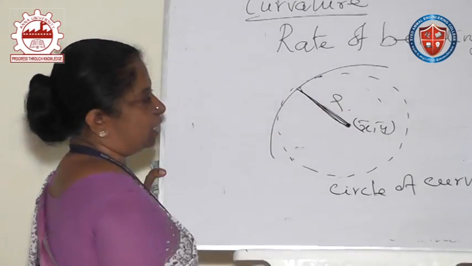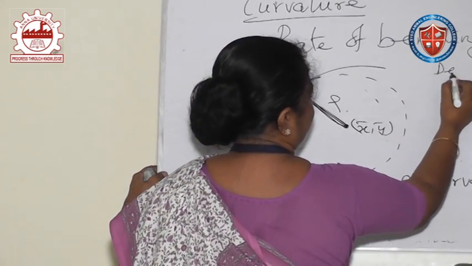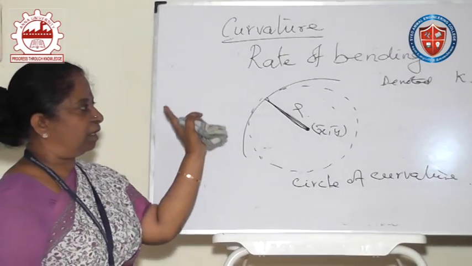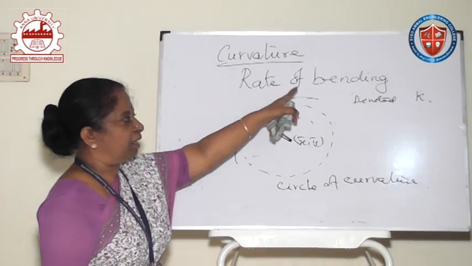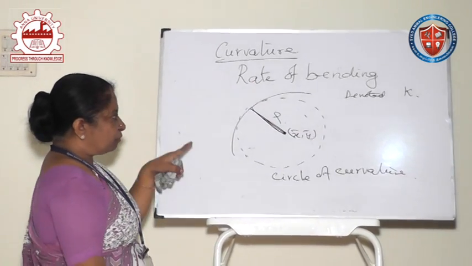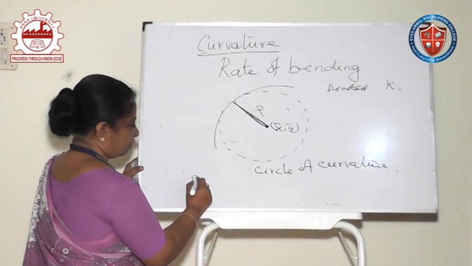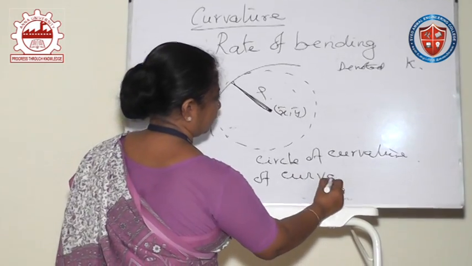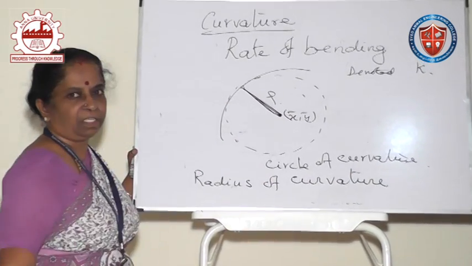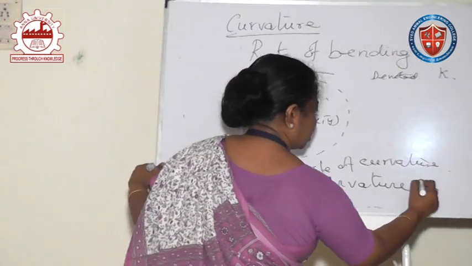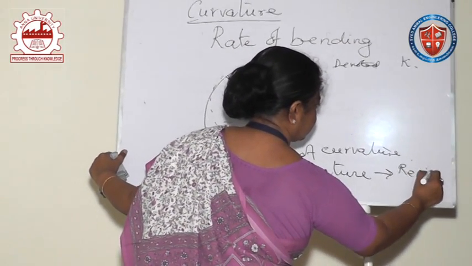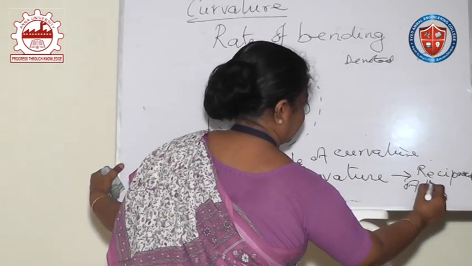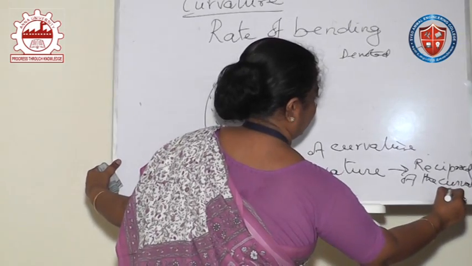So that gives me the rate of bending, and it is denoted as K. So the rate of bending is the curvature, and it is denoted as K. With that reference, we enter into the radius of curvature. Now the radius of curvature is the reciprocal of the curvature.